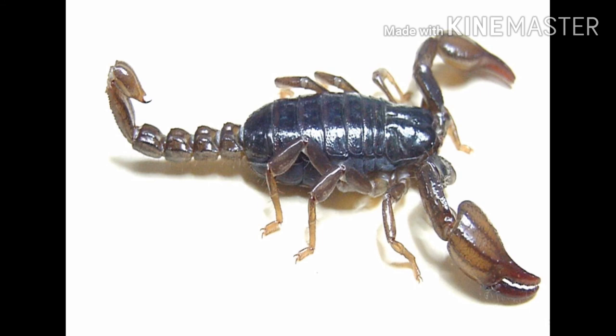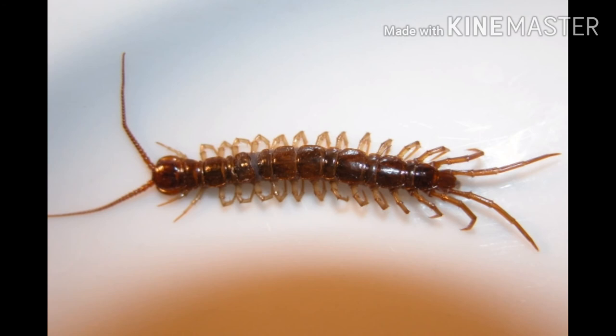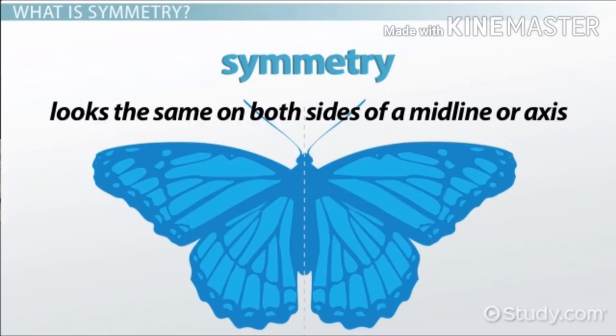They are unisexual. Examples of the animals belonging to arthropoda are crab, spider, scorpion, millipede, centipede, cockroach, butterfly, honeybee, and so many. Now let us learn the characteristics of mollusca.